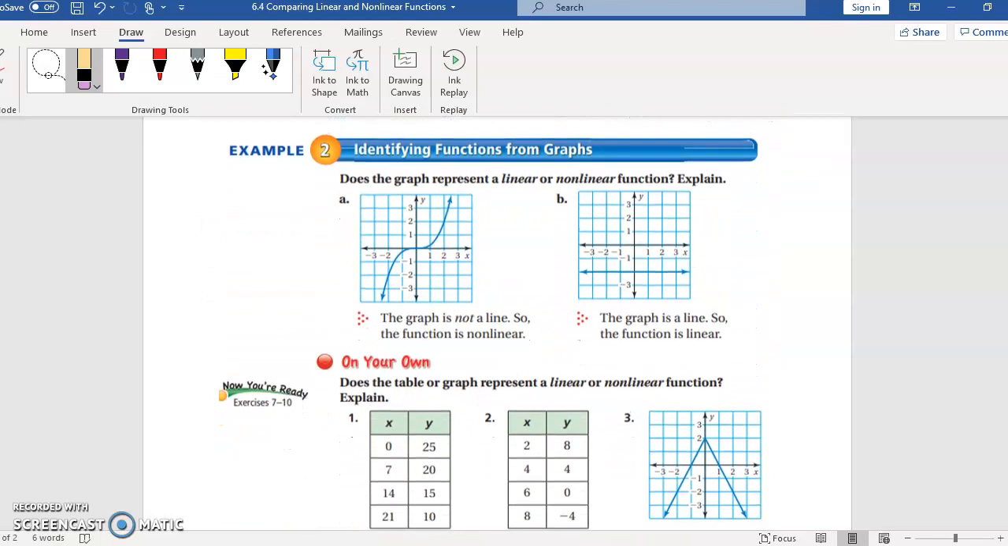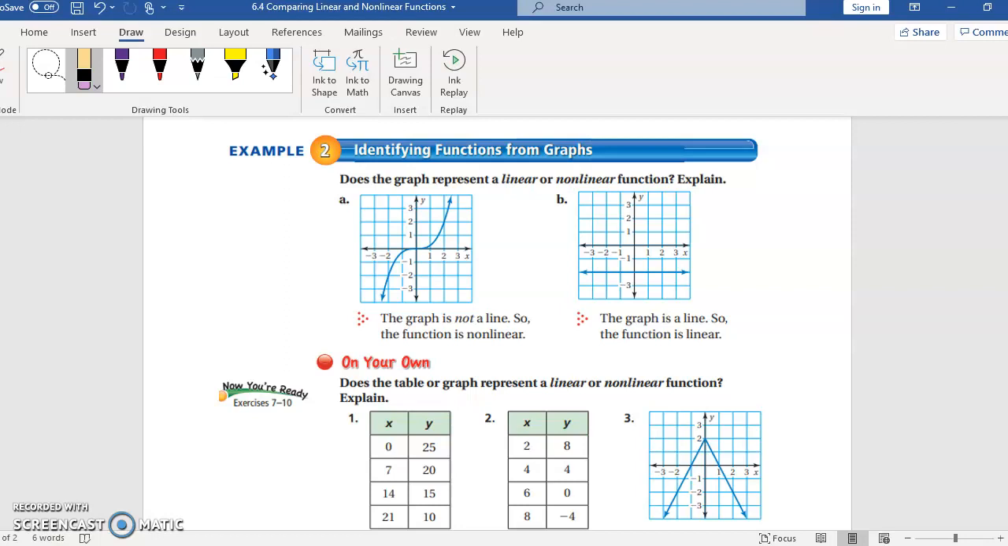Example 2, if you're looking at a graph, does the graph represent a linear function? If you look at A, it's not a line, so it's not linear. B, it is a straight line, so it is linear.